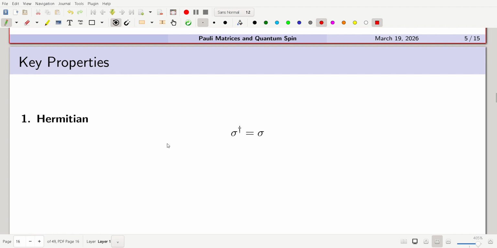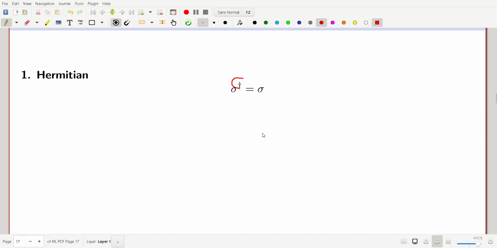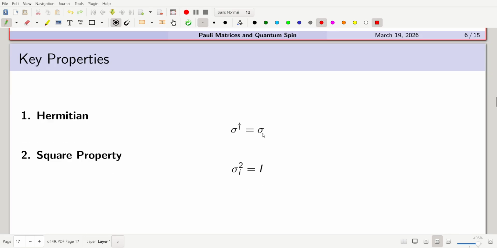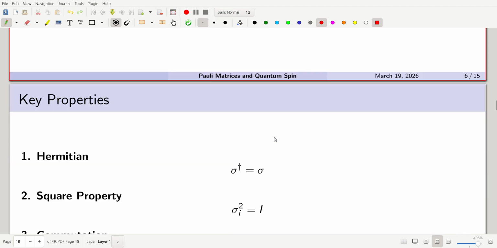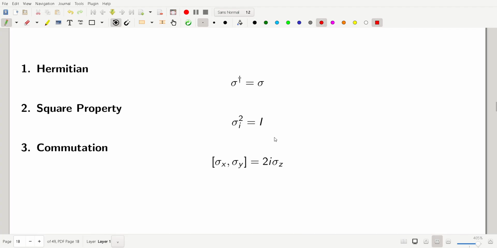Key properties: the conjugate of sigma is equal to itself, giving the same value. Square property: sigma i squared is equal to I, the identity matrix. And commutation: sigma x sigma y is equal to i sigma z.